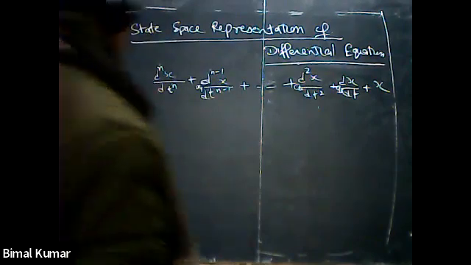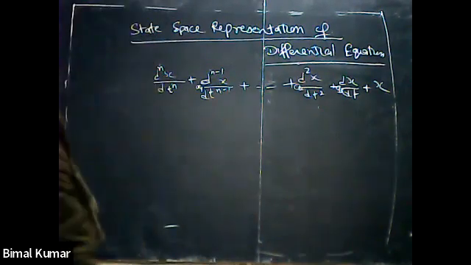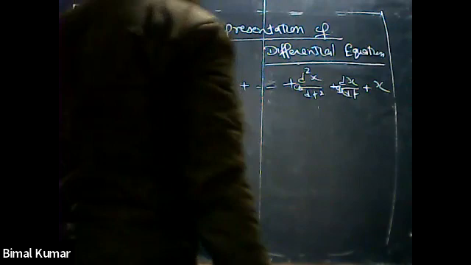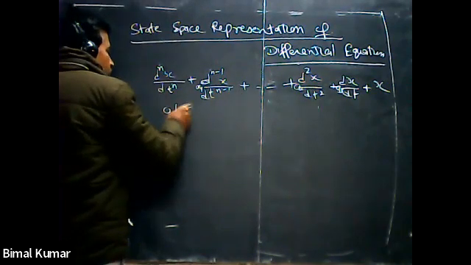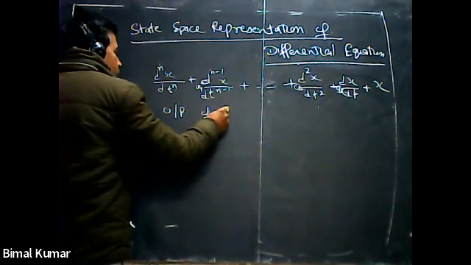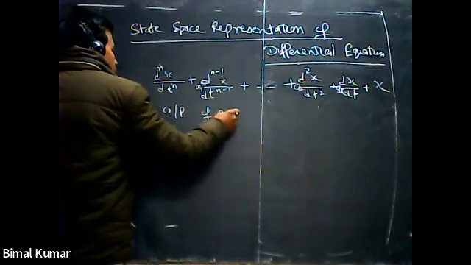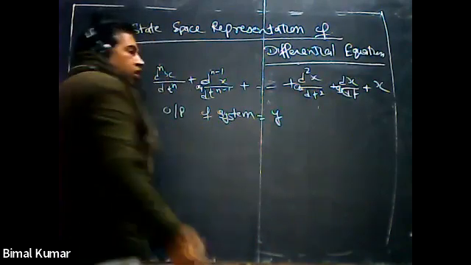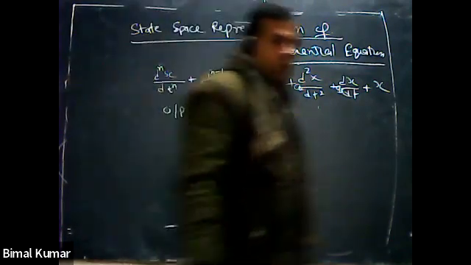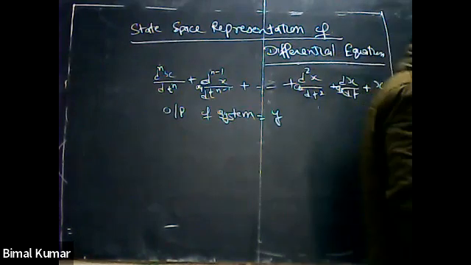So here it will be the nth order differential equation, right? Now the output of this system will be represented by y, y naught, y1, y3, like that, right?